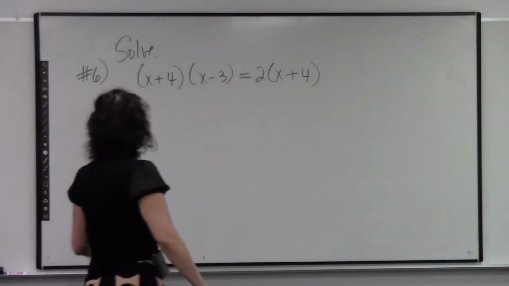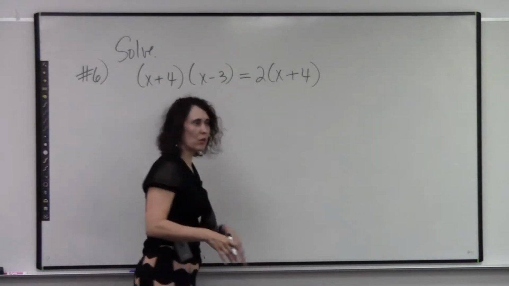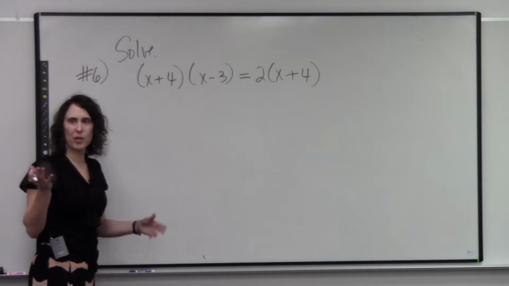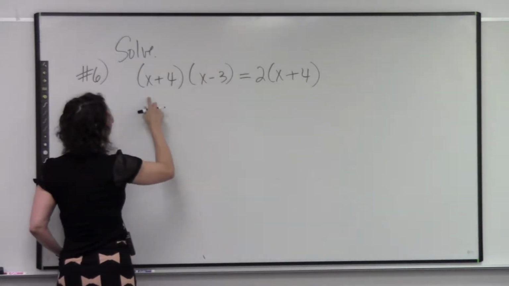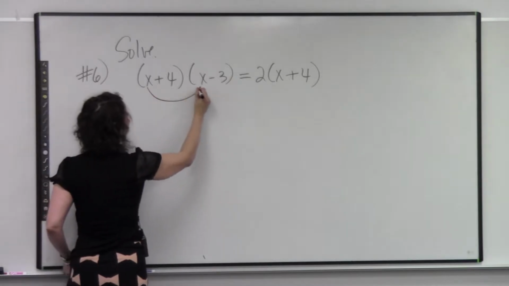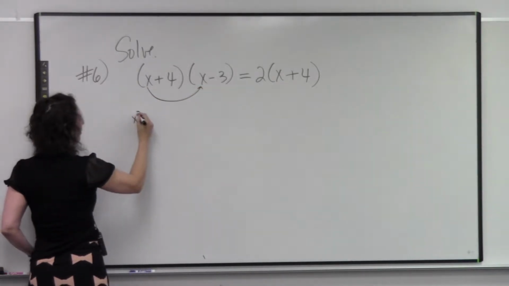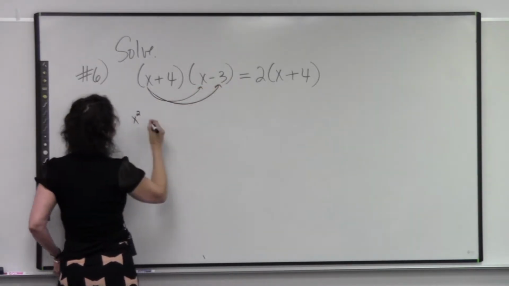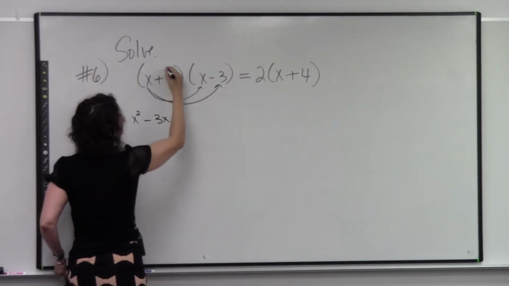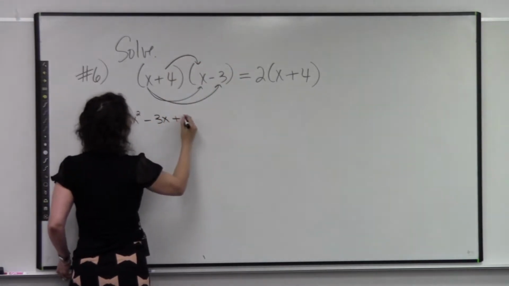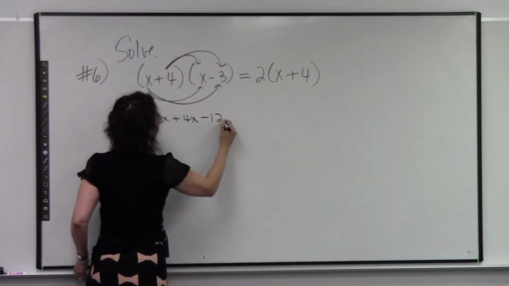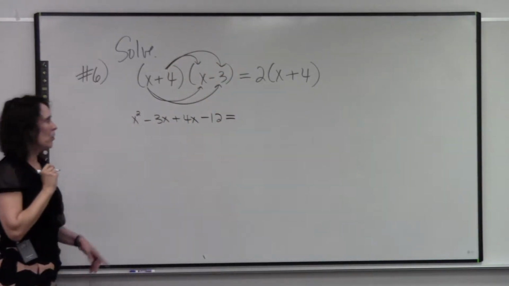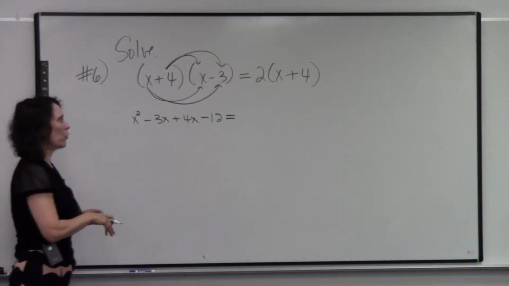All right, so how do we get rid of the parentheses? Because that's where we seem to struggle on this one. We weren't sure how to get rid of them. All right, so you're going to have to multiply here. So I'm going to take the first, which is x squared, outer, which is a negative 3x, inner, which is a positive 4x, and last, which is a negative 12. What is that going to equal? Well, I've got to distribute the 2.